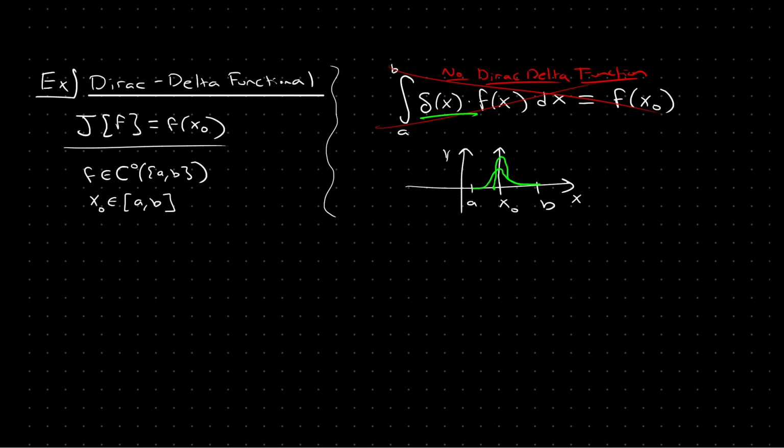So we're just going to go through and use this Dirac delta functional at the point x naught, and we're going to show that it's a continuous functional, because it's a relatively straightforward argument based on the previous definition of continuity.